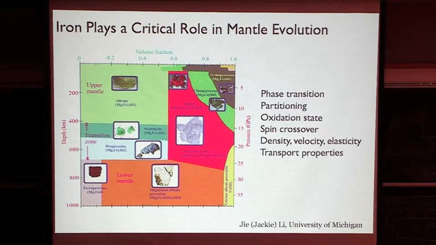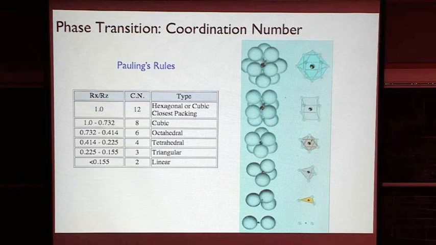When you add iron to a phase, it's going to increase its density. Usually it decreases velocity, and it's going to affect its elastic behavior. It also has important implications for the transport properties. So we really want to focus on understanding how iron affects material properties and how it would lead to different consequences in mantle dynamics and evolution.